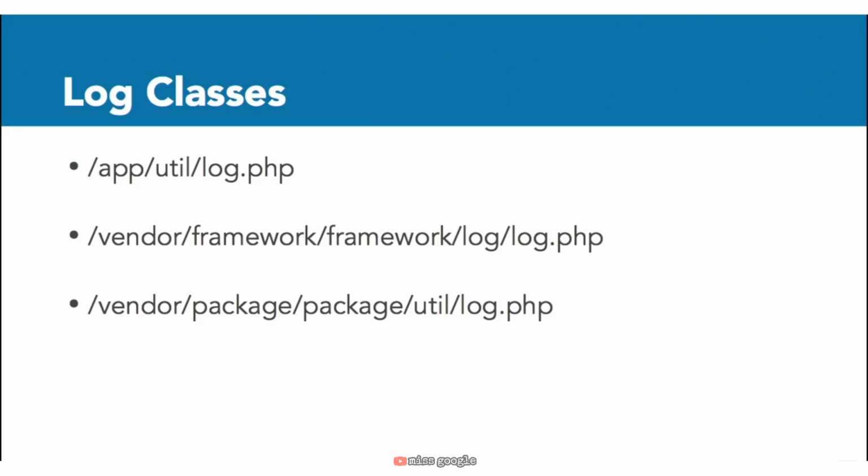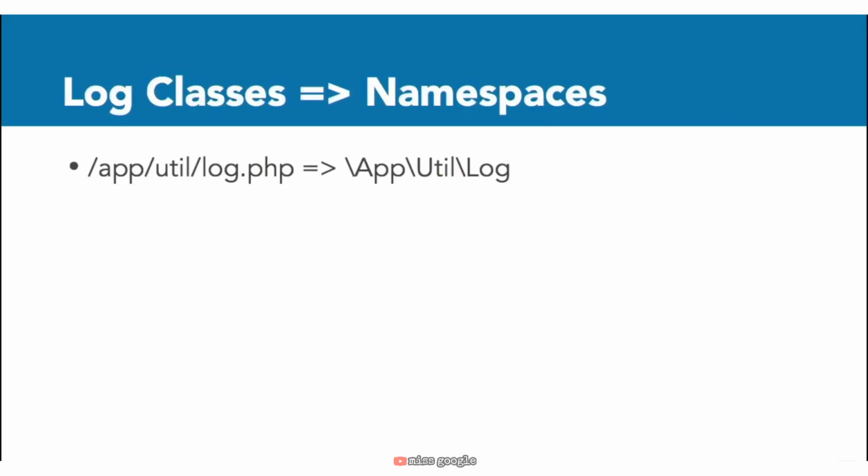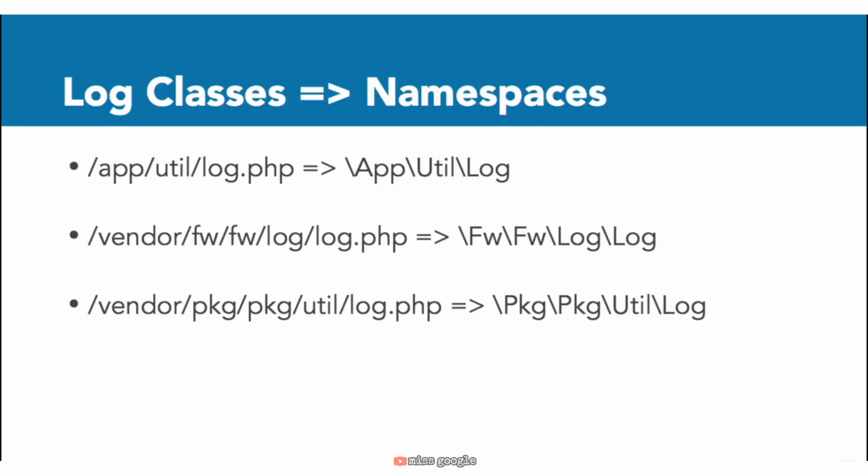But more than that, it's more than just separating code between both libraries and packages you are importing. It can even be within your project itself. The namespace is just a way of us telling PHP, find this class here. So we can do this at any point. Using our examples of this app util log.php class, we can tell it to find it at app util log. And again, we can tell PHP to find our particular framework log file at framework log. And again, a package can provide its own log class along a different namespace path.